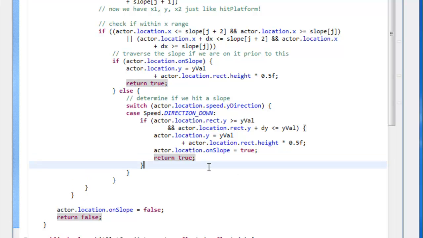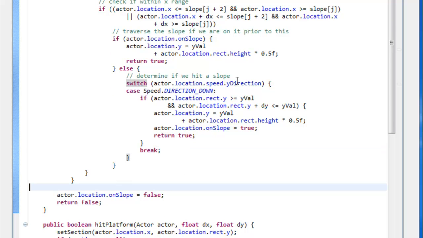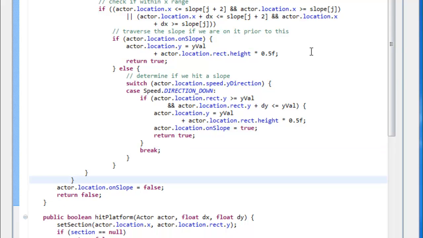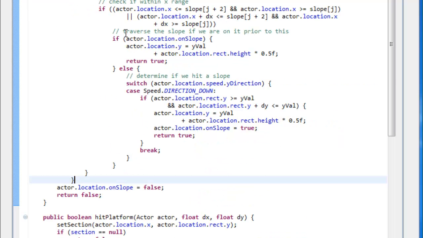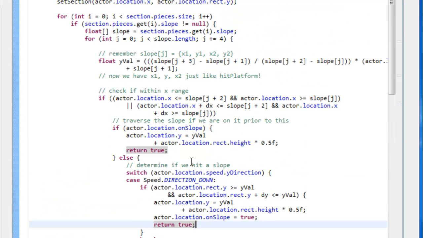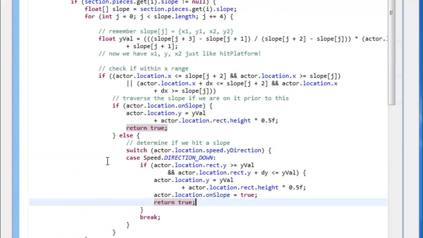And of course, we're just going to break here. Case is direction up. We're not going to do that for now. And it's very easy, just copy and paste, but we don't want ceiling detection for hit slope. I mean, that's just me. We can always add it by copying and pasting this, but not now. And if we didn't hit a slope, we're just going to set actor.onSlope equals false and return false.